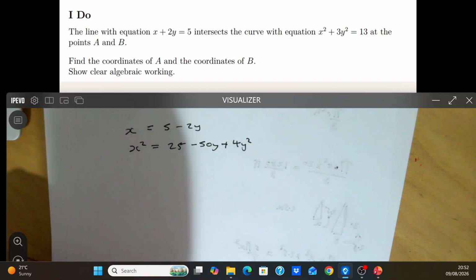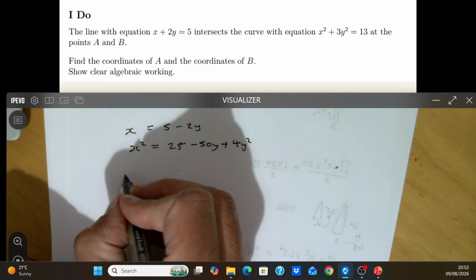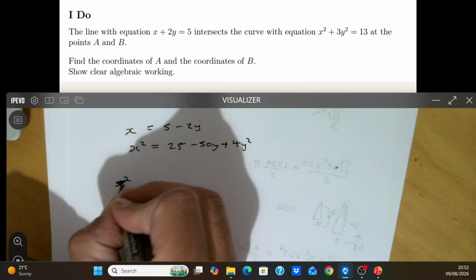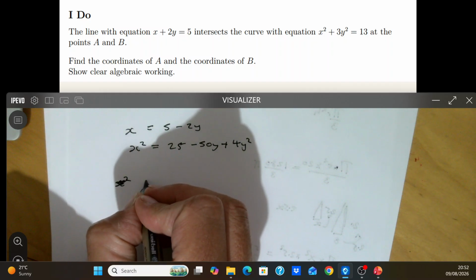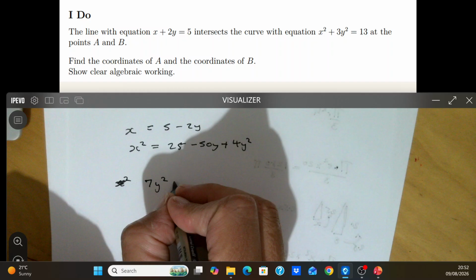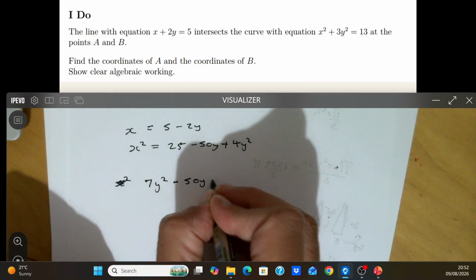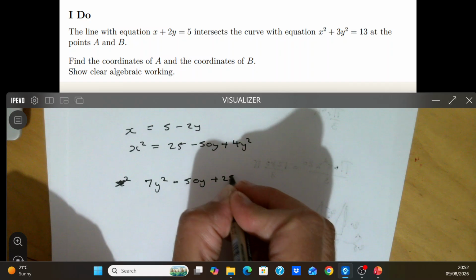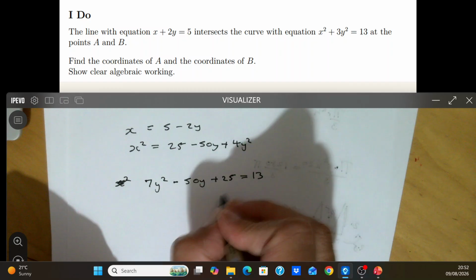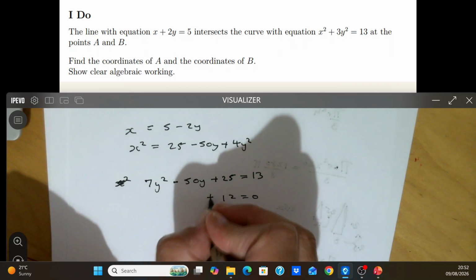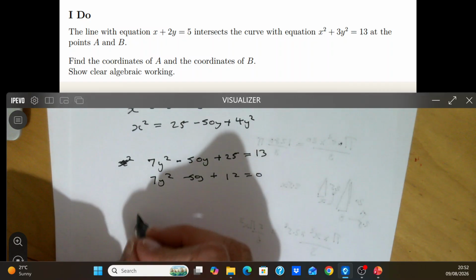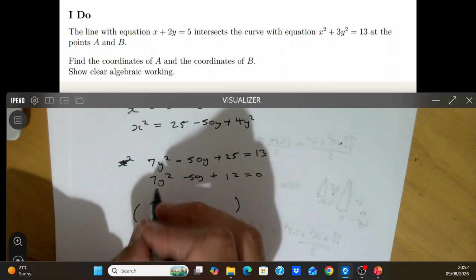So if I then put it into the x squared equation, you get x squared, put it in for the y, so you get 7y squared, take 50y, plus 25 equals 13. That becomes 0. You can use the quadratic formula, but it does factorize.